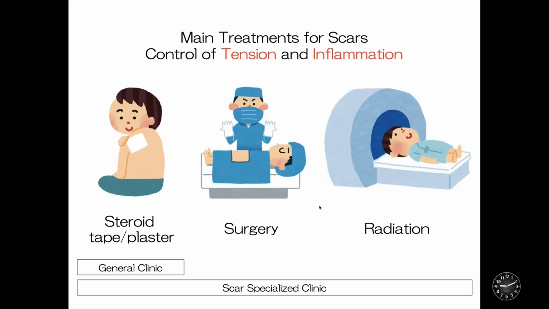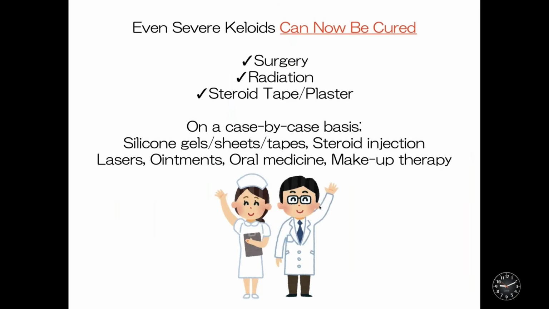So now in Japan, main treatment for scars is a control of tension and inflammation. So primary choice is steroid tape and plaster. If it doesn't work, surgery and radiotherapy is the second choice. So we should know even severe keloids can now be cured completely, mainly using surgery, radiation, and steroid tape plaster.